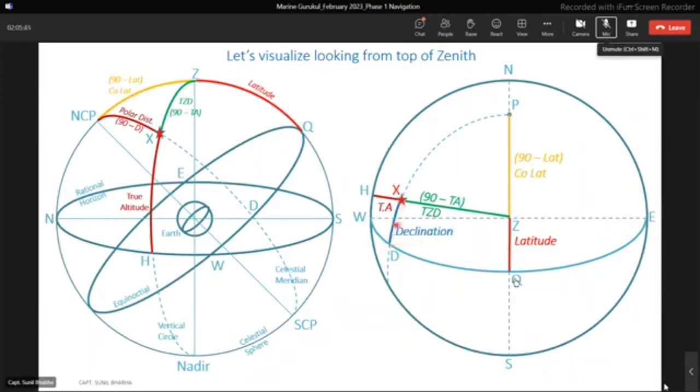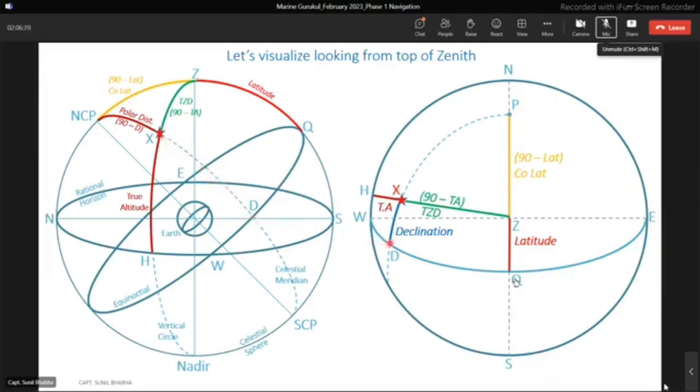How much north or how much south of the equinoctial a particular body is, is its declination. So the arc of the celestial meridian contained between the equinoctial and the center of the body is the declination of the body. So DX is the declination. You can correlate it in the celestial sphere diagram also. D point on the equinoctial, X point the celestial body, D to X is the declination.